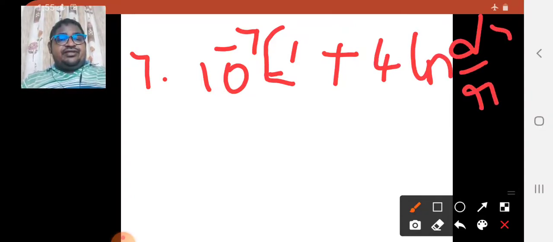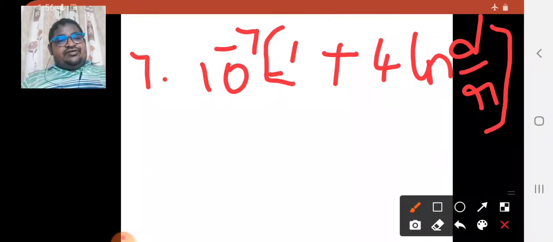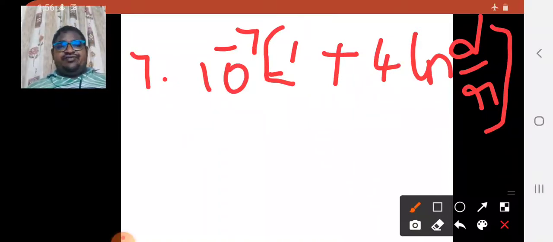Ln is for base e, log is for base 10. So this is the inductance of the single phase 2 wire line.